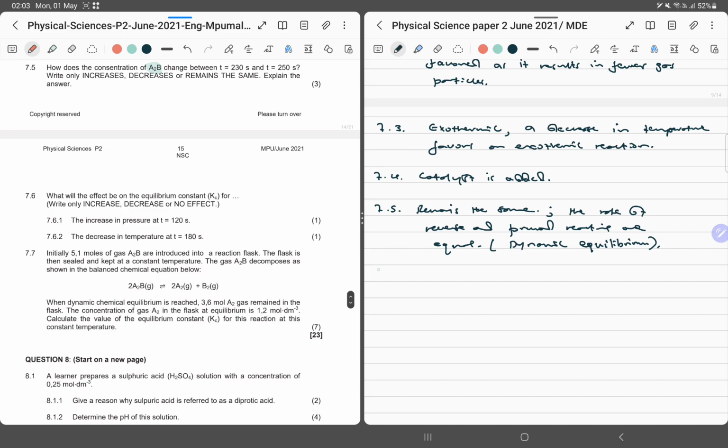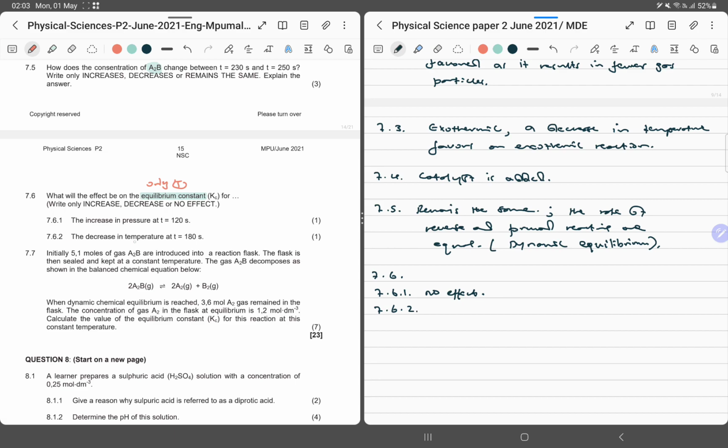Here's the stuff. Yo, guys, why are they asking so much now? What will the effect be on the equilibrium constant? Now, what affects the equilibrium constant is only temperature. You should know that. Only temperature affects the equilibrium constant. Other things do not. It is specific for a particular temperature. So for 7.6.1, an increase in pressure will have no effect. Okay?